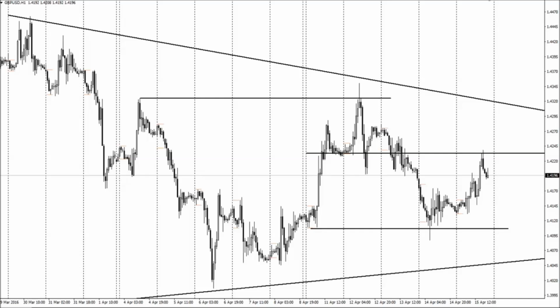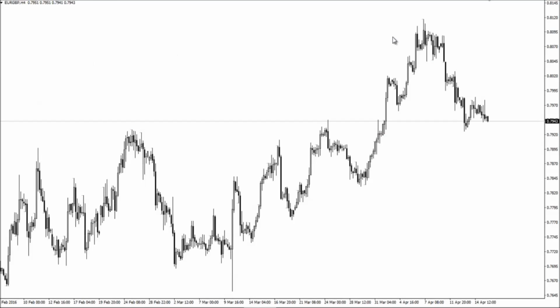That's cable, okay? Now the Euro. I'll do the Euro GBP first, then I'll do the Euro, because I want to go into detail with the Euro. Just by looking at this, I'm thinking bearishness. I mean, it's coming down.